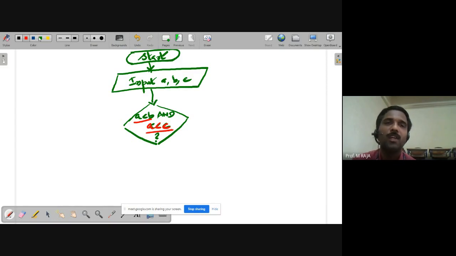In case the condition is true, then what is the meaning? Here we can write A is minimum.